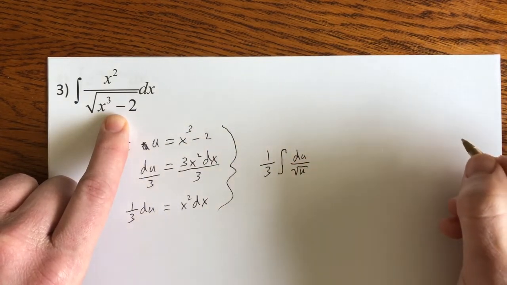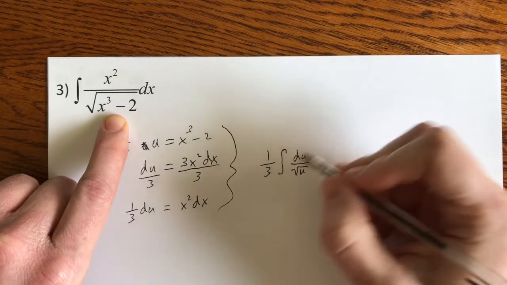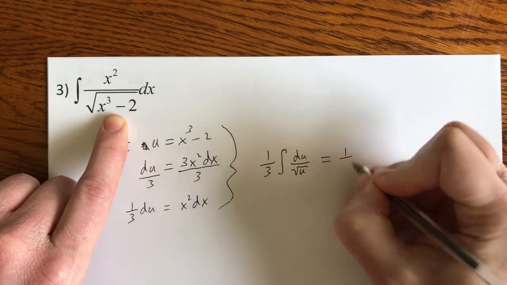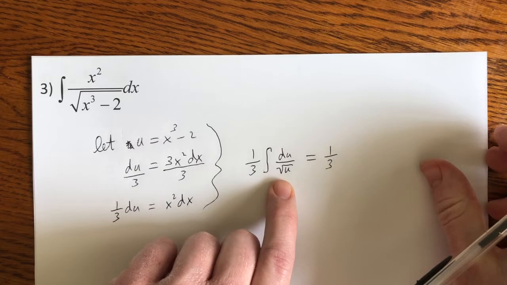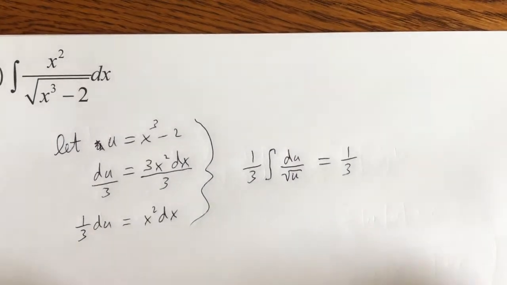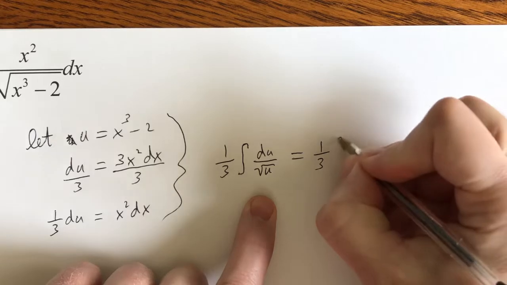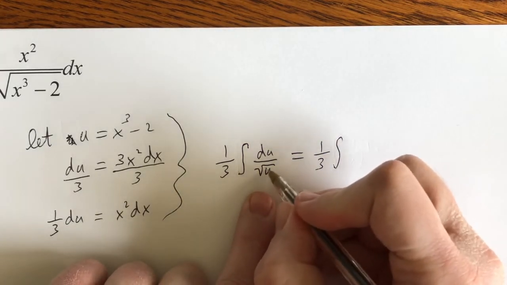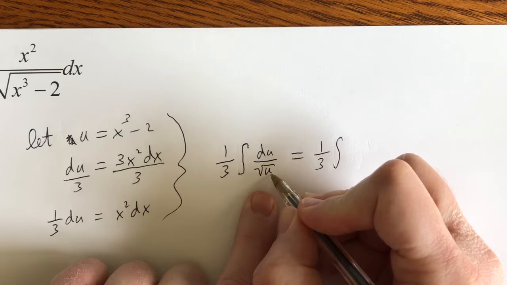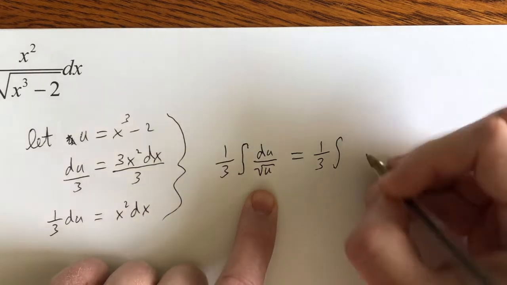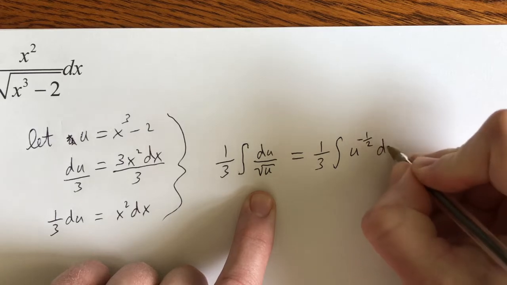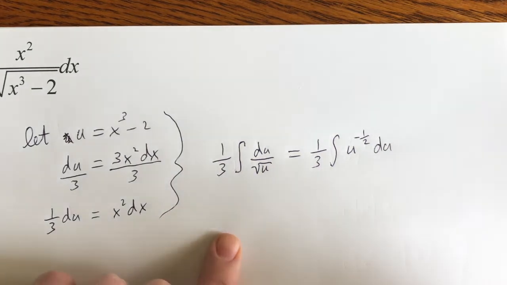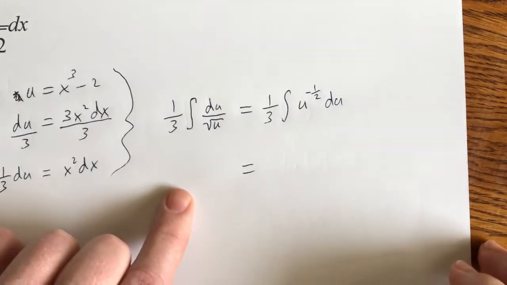All right, so if this doesn't look nice to you, which it really doesn't look nice to me either, I would rewrite it. Again, if you have something in radical form, I highly recommend you rewrite it in exponential form. So what I mean is the square root of u in the denominator is the same as u to the 1/2 in the denominator, which is the same as u to the negative 1/2 in the numerator, still with respect to u.